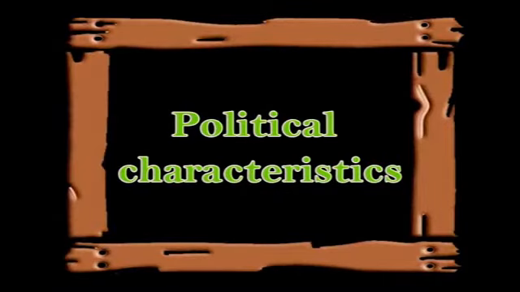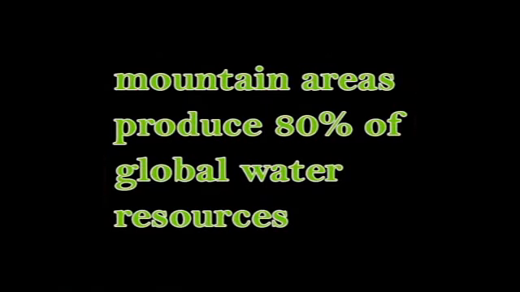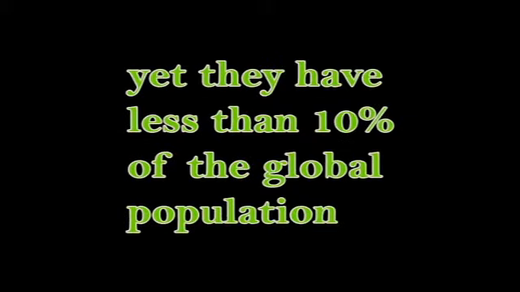Now, political characteristics of water. In addition, water is not evenly distributed throughout the world and there are great variations in natural abundance. For example, mountain areas produce 80% of the global water resources, yet they have less than 10% of the global population. This uneven distribution entails the need for large-scale transfers and agreements.